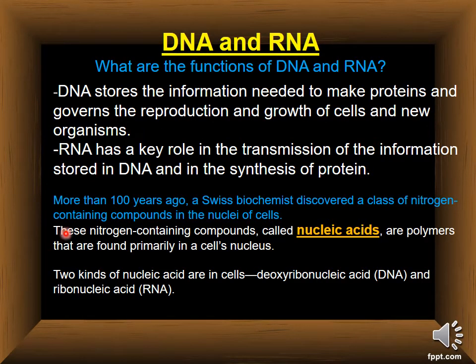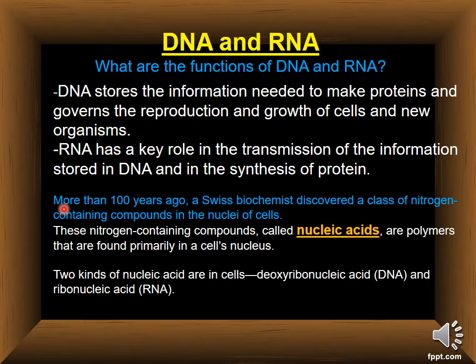Okay, let's start our topic: DNA and RNA. What are the functions of DNA and RNA? The key function: DNA stores the information needed to make protein and governs the reproduction and growth of the cell and new organism. And RNA has a key role in the transmission of the information stored in DNA and in the synthesis of protein. So for RNA, protein synthesis; for DNA, storing the information and transferring it from one generation to another generation.